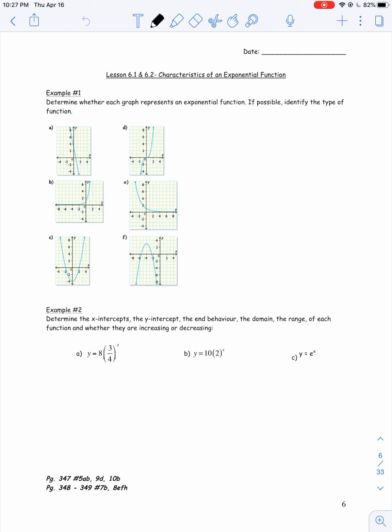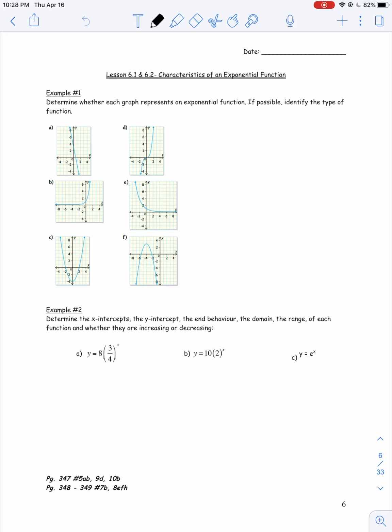Hello, Math 30-2 students. We're looking at lesson 6.1 and 6.2, characteristics of an exponential function. So in example number 1, what I want to do is show you what an exponential function looks like and how to graph it, and then look at different kinds of characteristics of it. So that's what's important in this lesson.